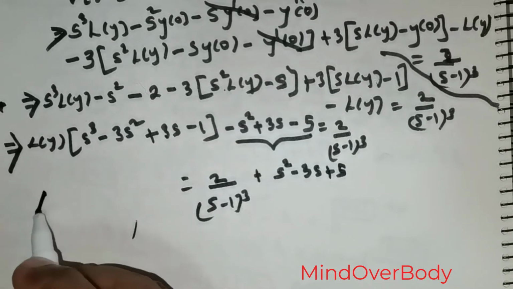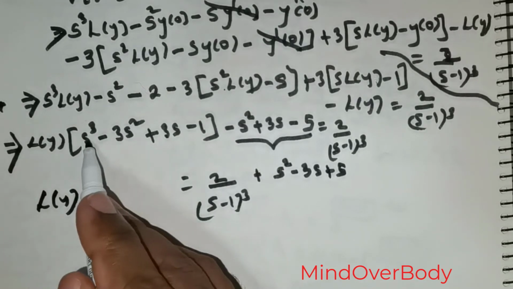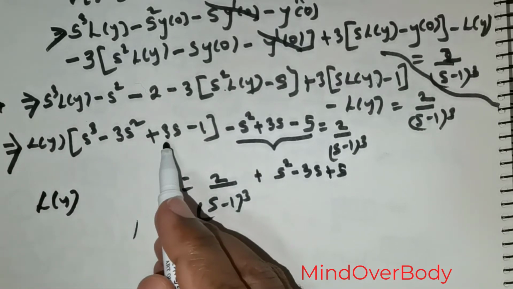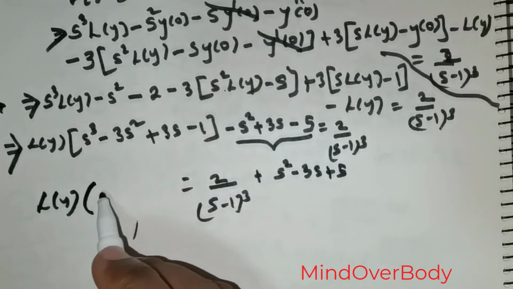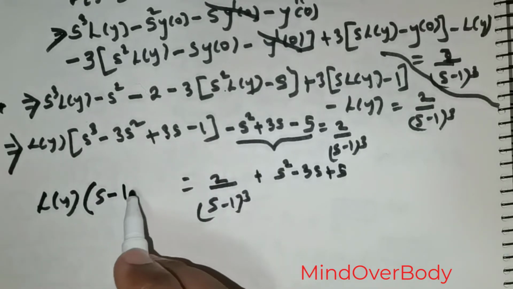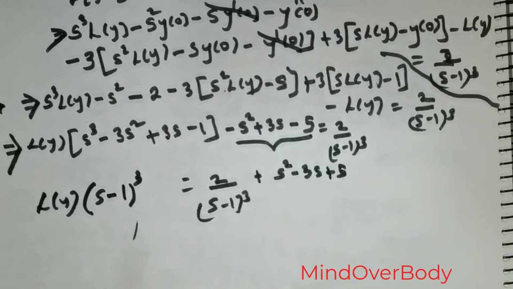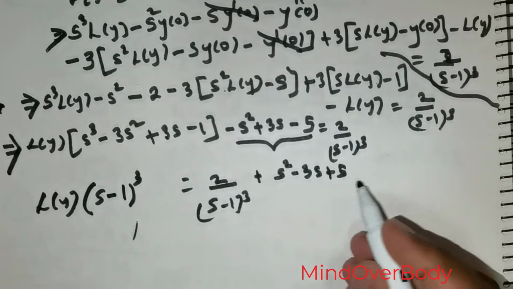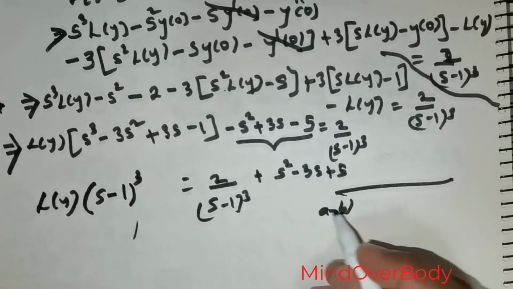On the left hand side you have L of y times (s cubed minus 3s squared plus 3s minus 1). This can be rewritten as (s minus 1) raised to the power of 3. Now you can expand this. When you expand this, you get, this is actually the (a minus b) whole cubed formula.